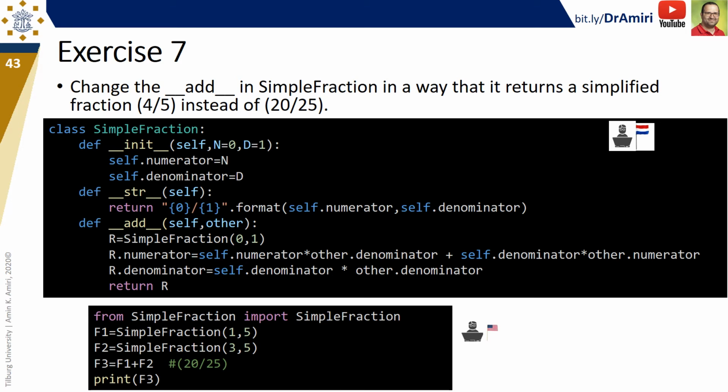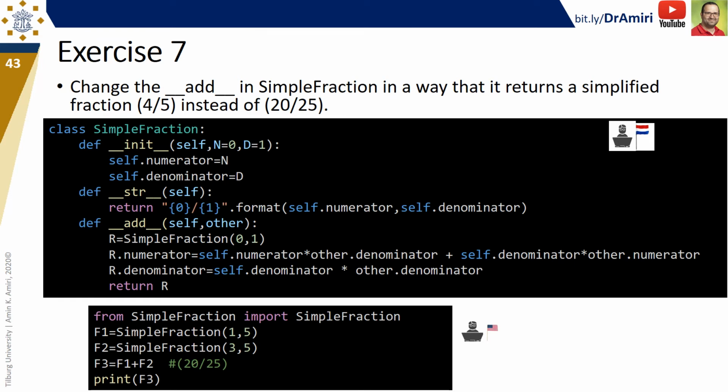We already have the simple fraction here that has two attributes, numerator and denominator. We have written __str__ and __add__. The issue here is that __add__ does not return a simplified value. So when the user writes F3 equal to F1 plus F2, it returns, for example, 20 over 25 rather than returning 4 over 5, the simplified version of that fraction.